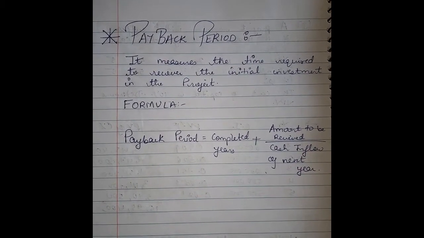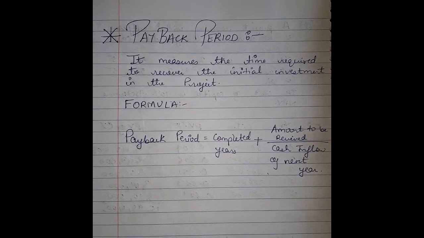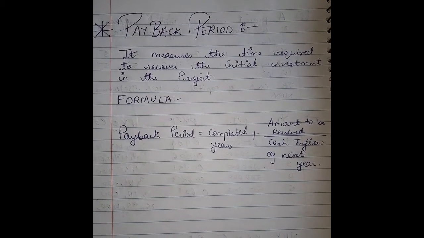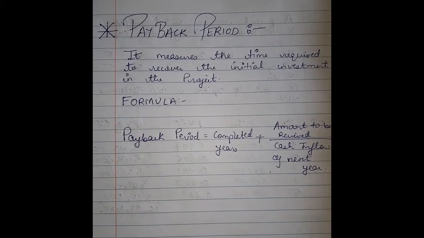So we have started capital budgeting. In capital budgeting we had covered net present value till now. So it has been divided into two parts.